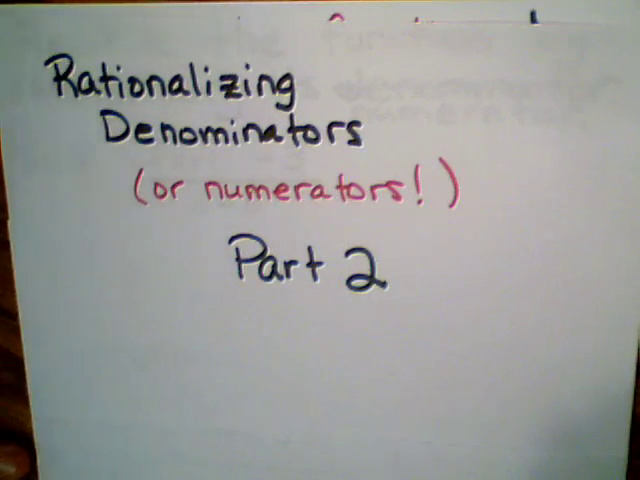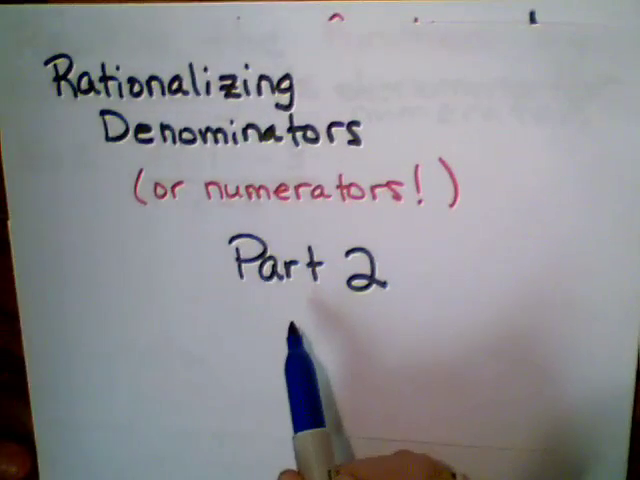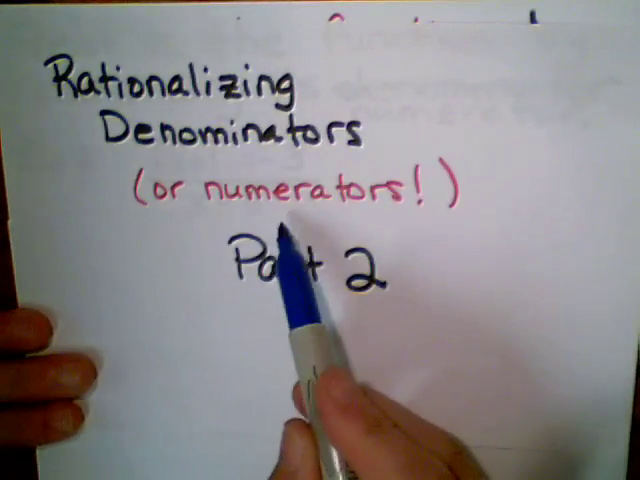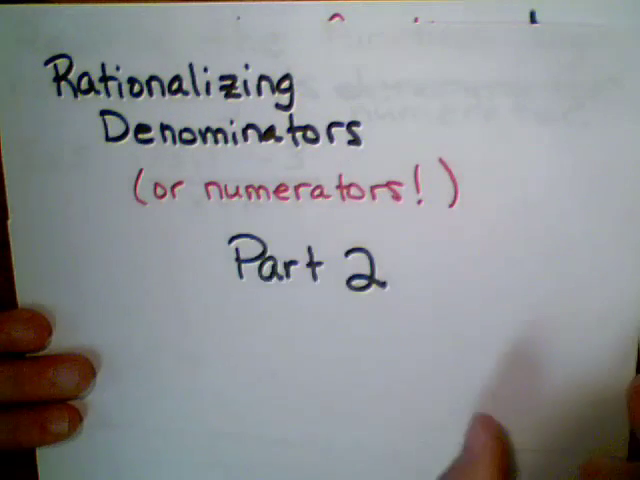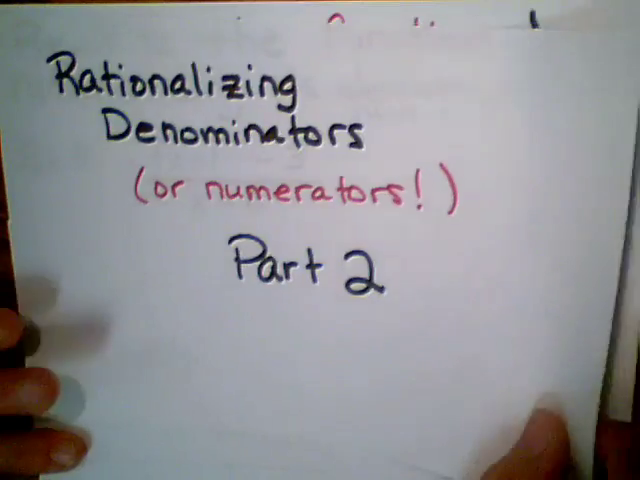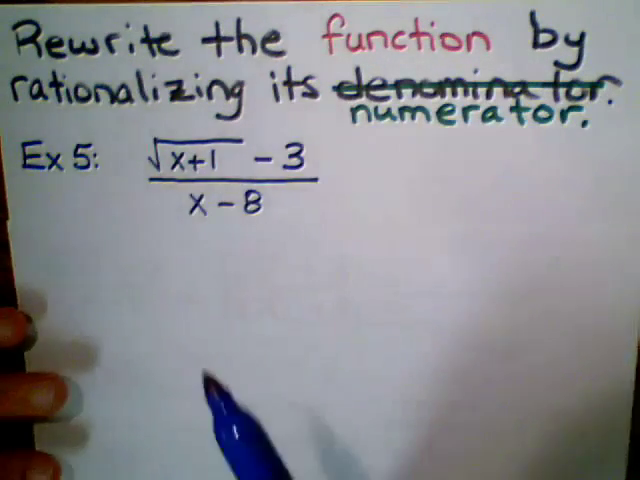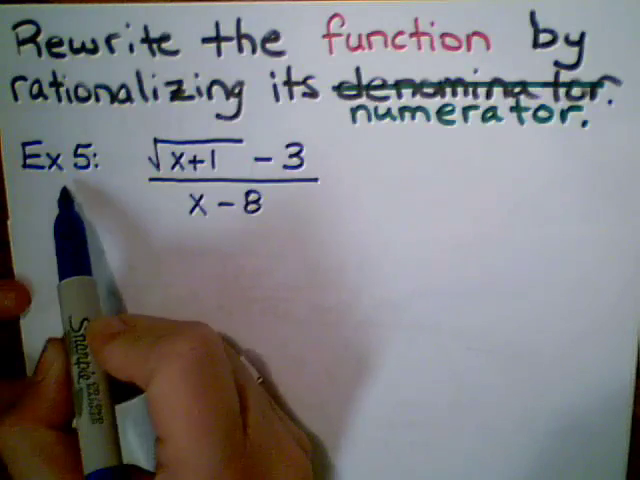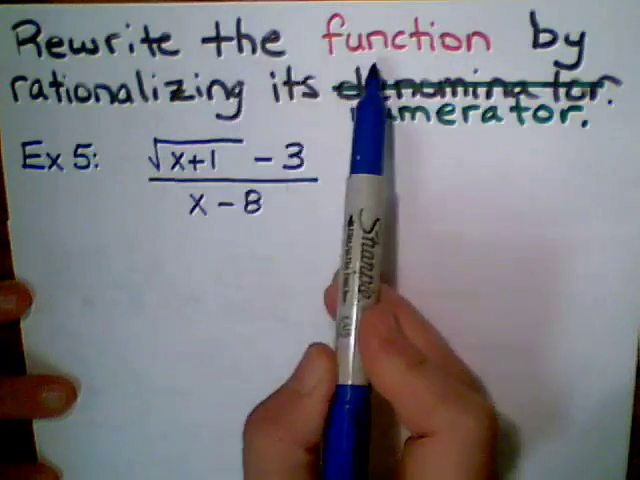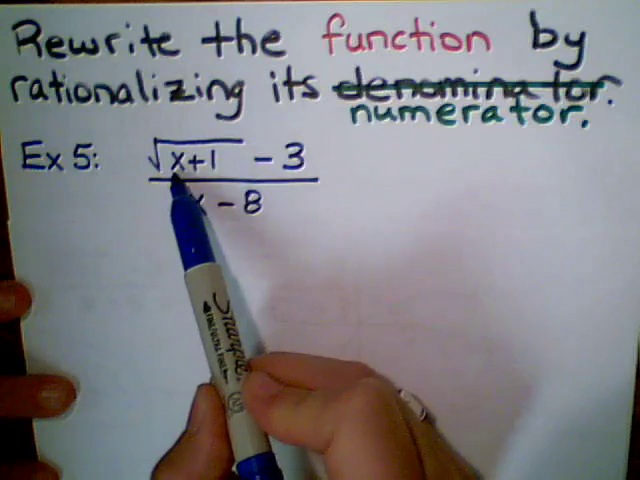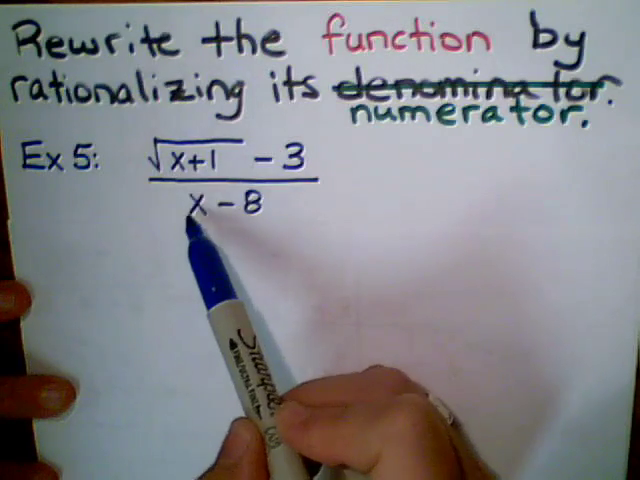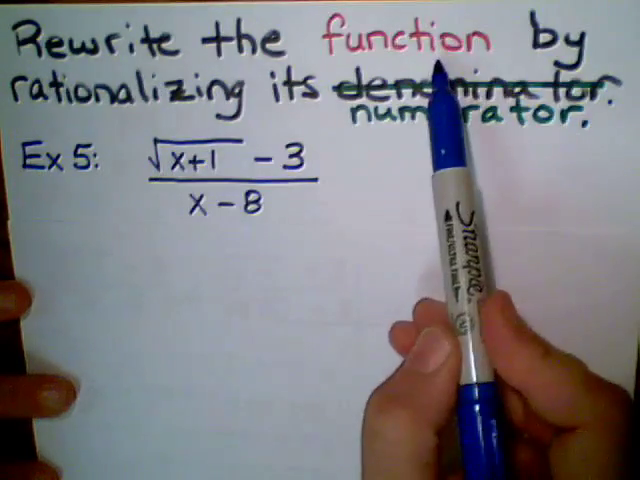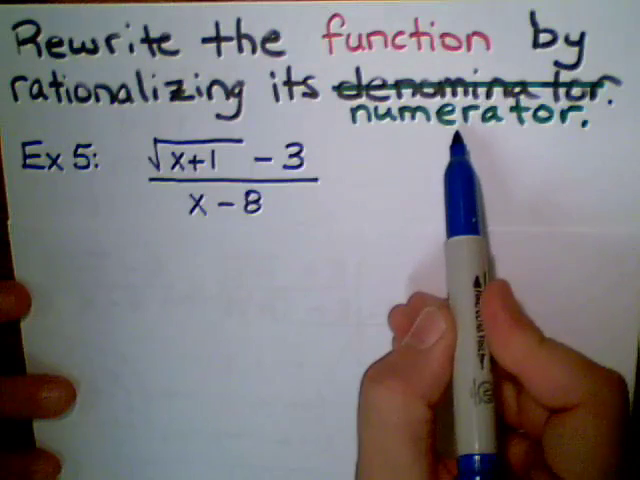Okay, welcome back to part 2 of rationalizing denominators, or numerators if that's what the problem calls for. Depends on the context. Actually, our first example here, we're returning to example 5 from a previous 10-minute video. We're going to rewrite a function. We're going to find out that we have variables in our expression now. We're going to rewrite this function by rationalizing the numerator.